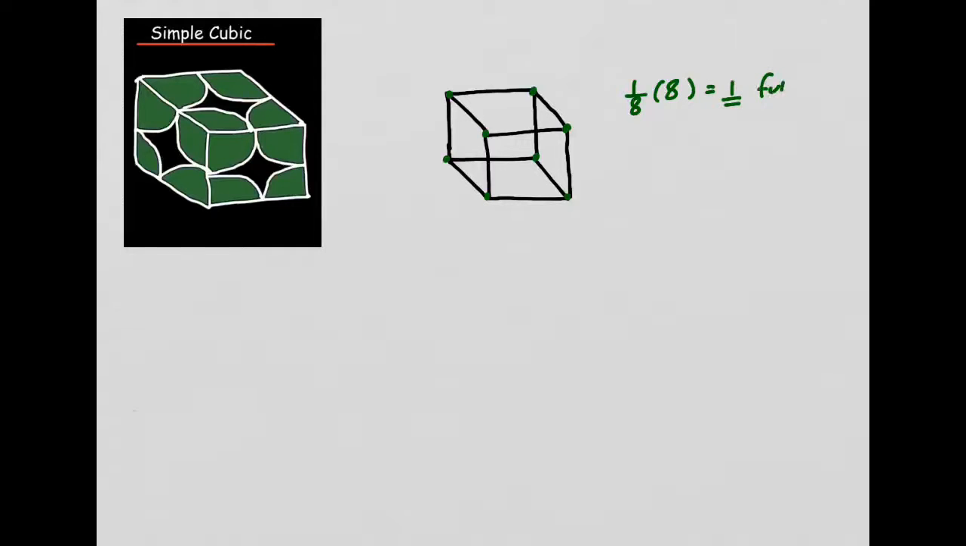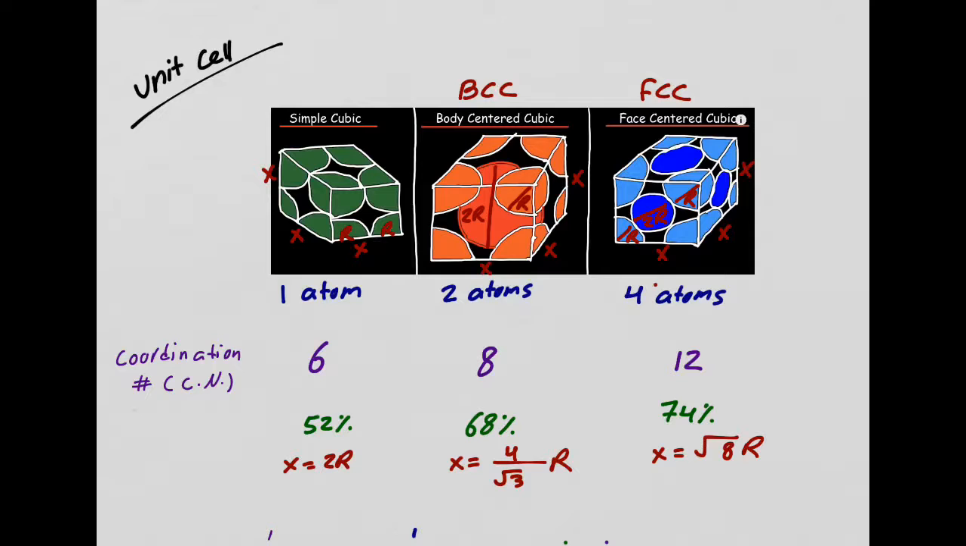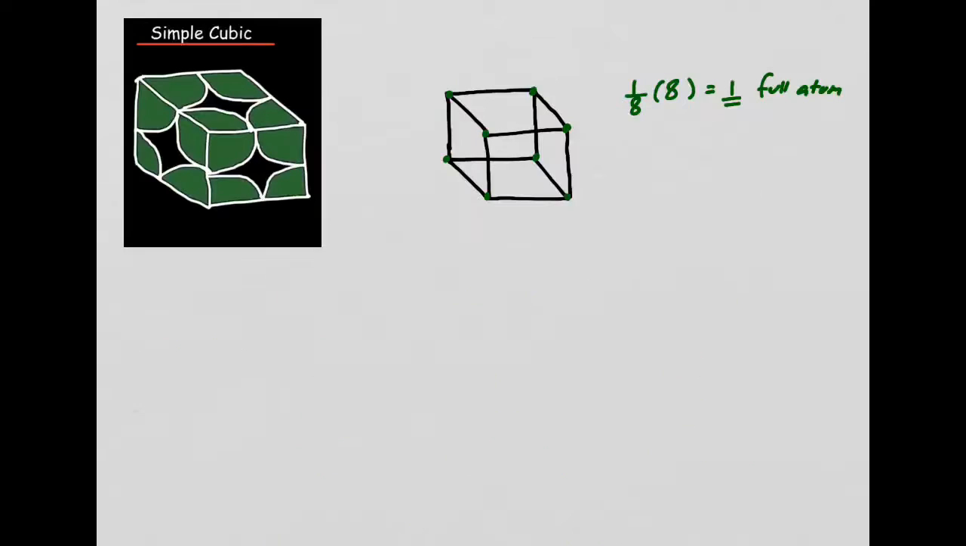So that's why we have 1 atom per unit cell. Here I say we have 1 atom per unit cell. Now you know how we came up with that. Because each corner is 1/8 of an atom, and I have 8 corners. So when I add them up, it will be 1 full atom. So far so good? Okay, beautiful.